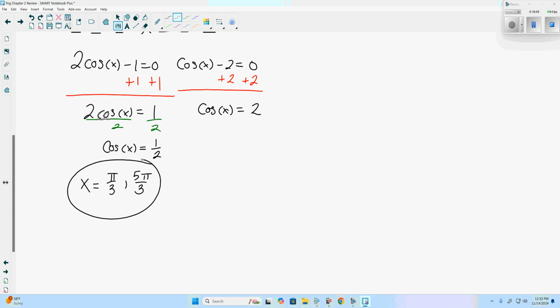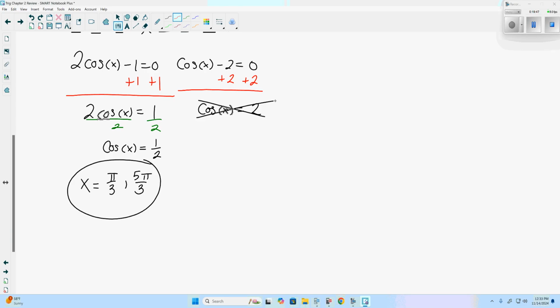We ready for the other one? Where on the unit circle is cosine of x equal to 2? Cosine of x equals 2. That one doesn't exist because the biggest value cosine can have is +1. The smallest it can have is -1. If it gets outside of 1 and -1, it doesn't exist. There is no value for that. So our only 2 solutions are pi over 3 and 5 pi over 3.